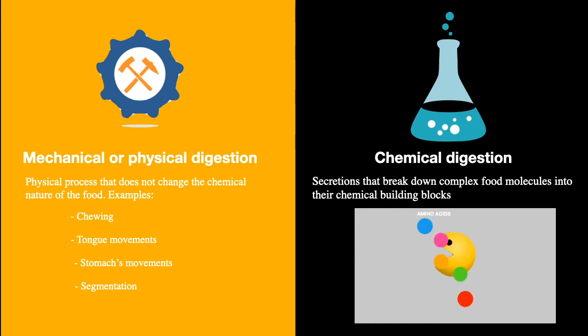In chemical digestion, starting in the mouth, digestive secretions break down complex food molecules into their chemical building blocks, for example, proteins into separate amino acids. These secretions vary in composition, but typically contain water, various enzymes, acids, and salts. The process is completed in the small intestine.